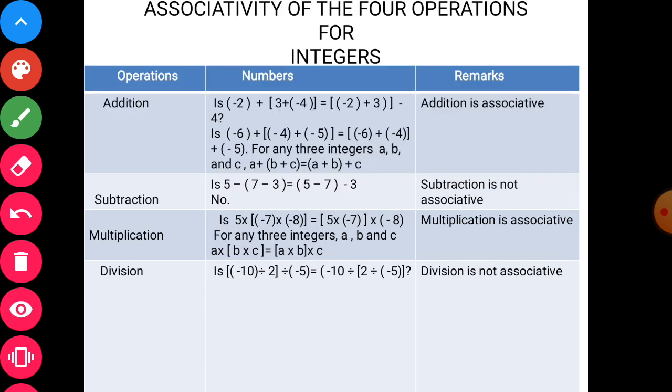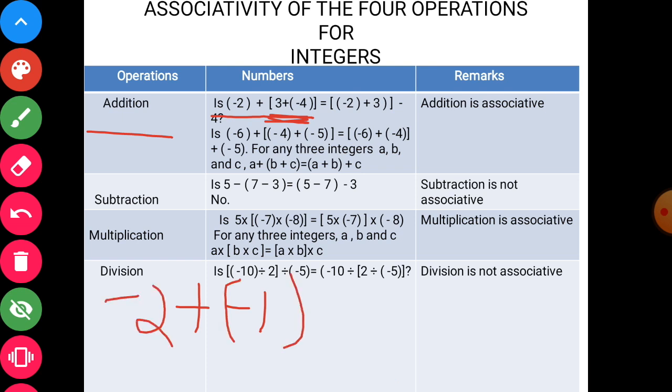Now let us check for integers. In the same way we have to add, taking the integers. First take any 3 integers. I have taken here 2, 3, minus 2, 3 and minus 4. First we have to add that. If you add the numbers inside the bracket, this 3 plus (minus 4), how much will you get? Minus 1. And here plus is there, put one bracket for this, minus 2 is there. Minus 2 plus (minus 1), how much will you get? Minus 3 you will get, right?